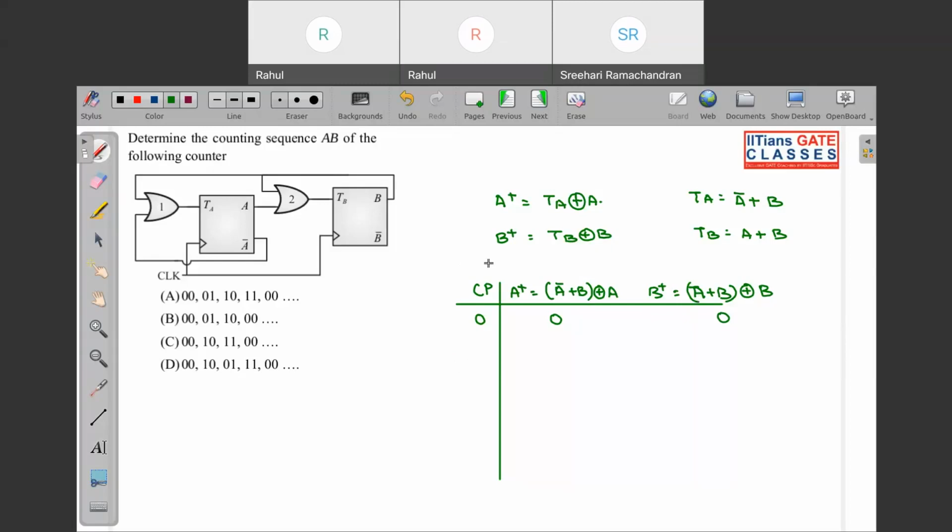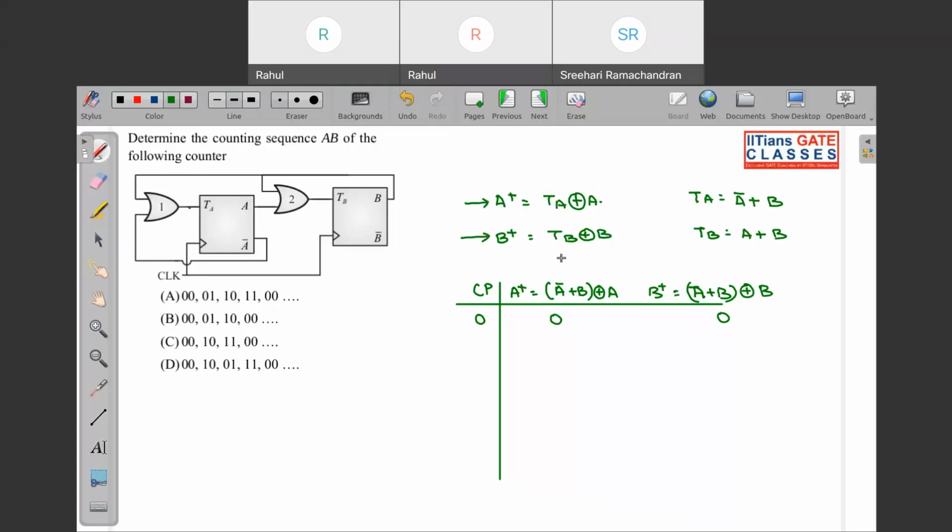See, look over here. It is given, determine the counting sequence AB of the following counter. So you can see this is your synchronous counter. In a synchronous counter, for determining the count sequence, we always require the next state equation. These are your T flip flops, so next state equations will be like this. And over here you can see TA is the input of the A T flip flop. It is your B or A complement. So that is what I have written.